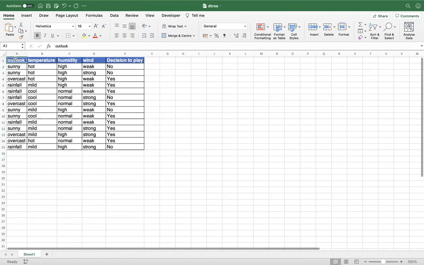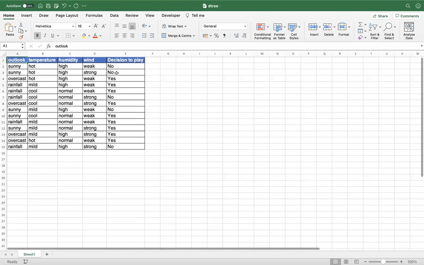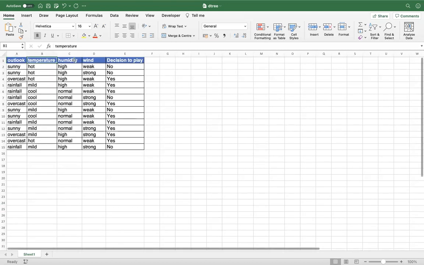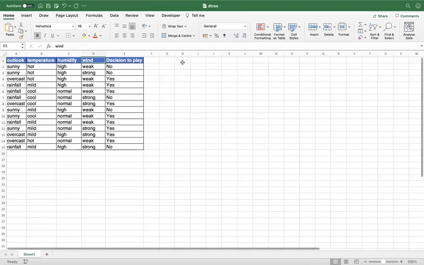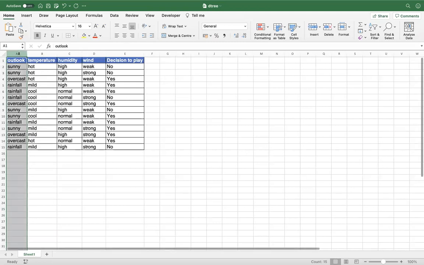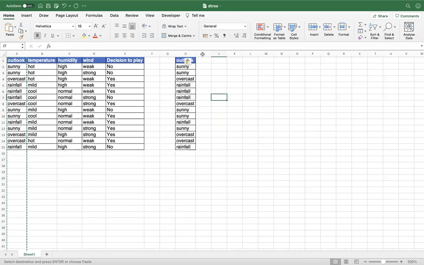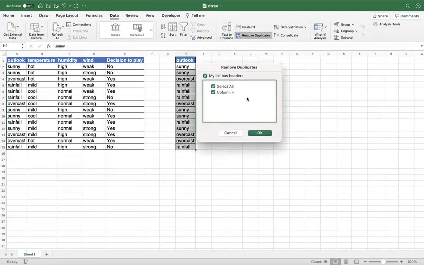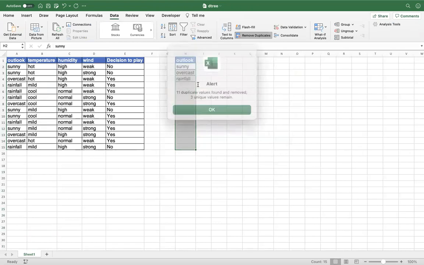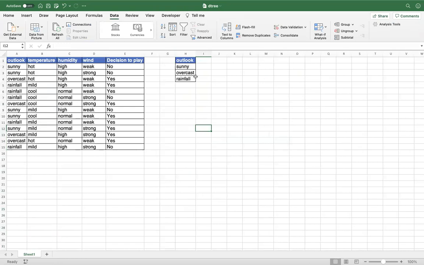Is that clear? So let's see the features and their Gini index. We need to calculate the Gini index of outlook, temperature, humidity, and wind, all these 4. Let us start creating them. First I take this. I'm going to take all the unique values of outlook. I'm going to say data, remove duplicates. So these are all the unique values in our outlook column, right?